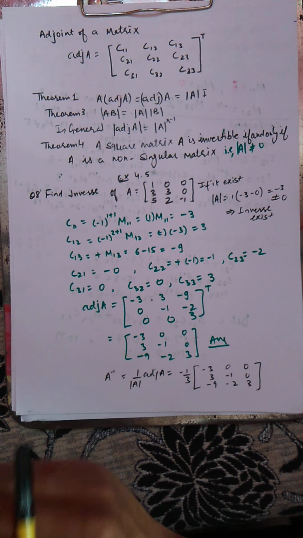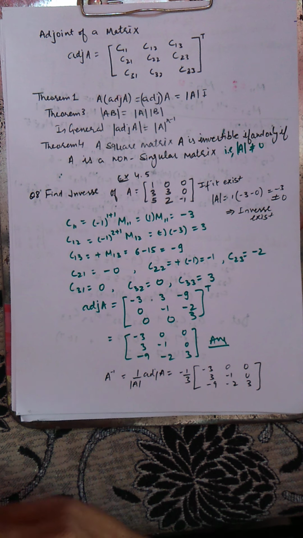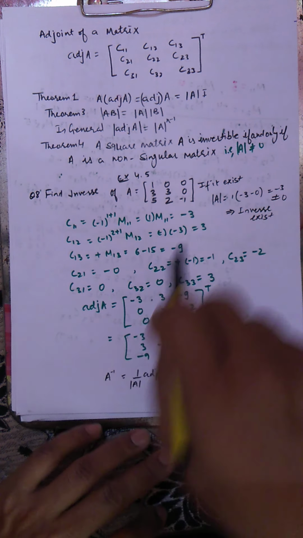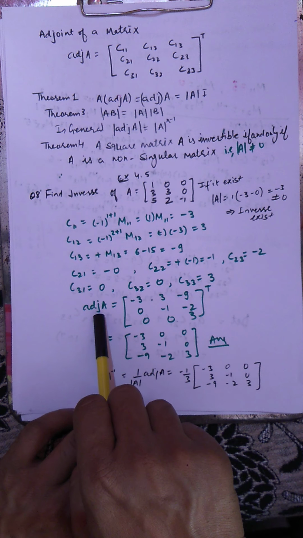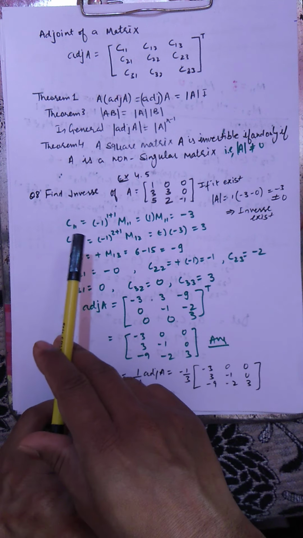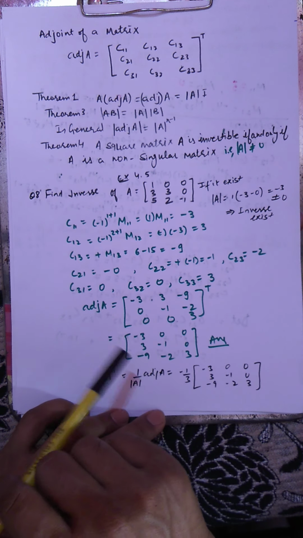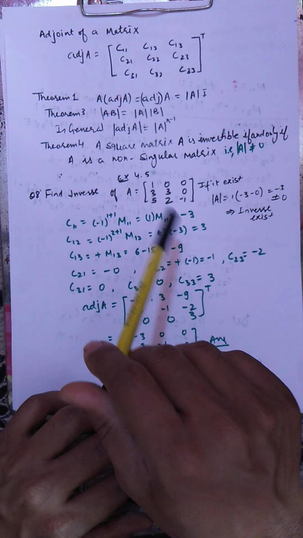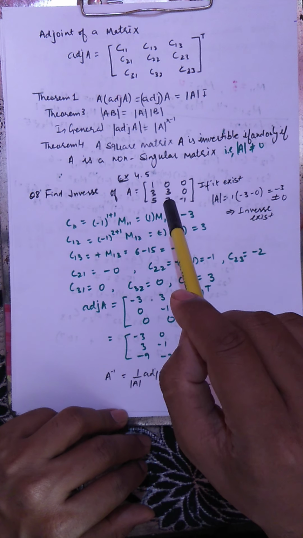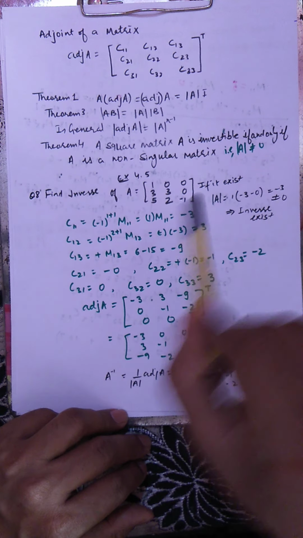Okay, let's start exercise 4.5. Actually, we started this exercise in the previous class. The last question was question 8, and we did up to the adjoint of A. So we did not discuss the inverse, the formula of inverse. So now I'm discussing the formula of inverse, or the necessary condition for whether the inverse will exist or not.